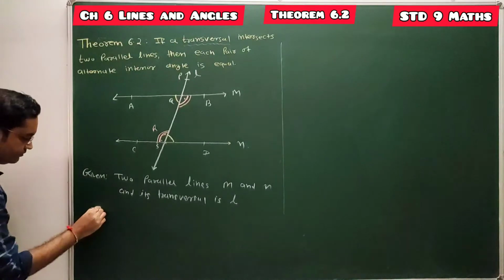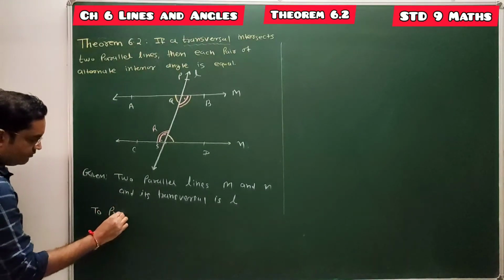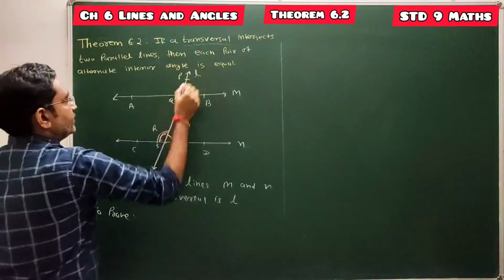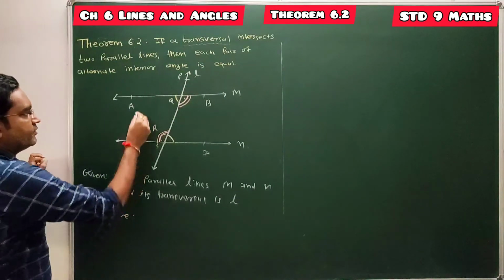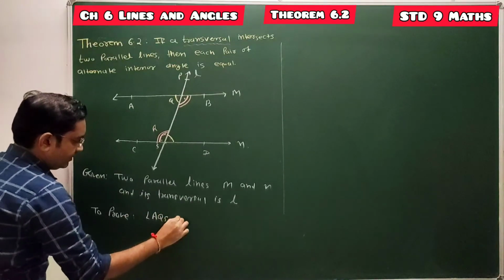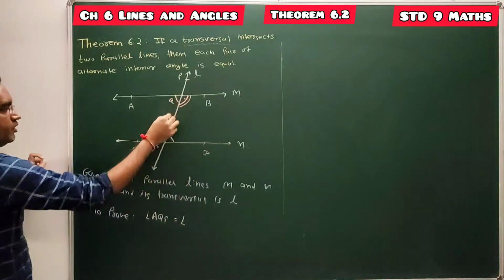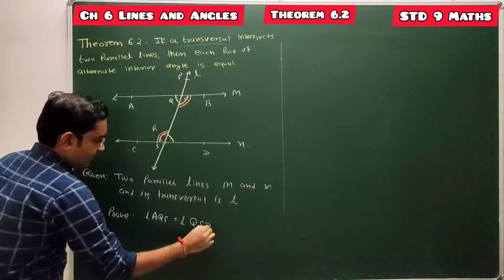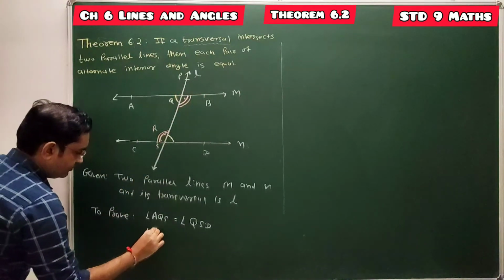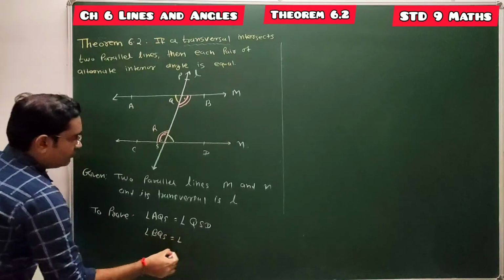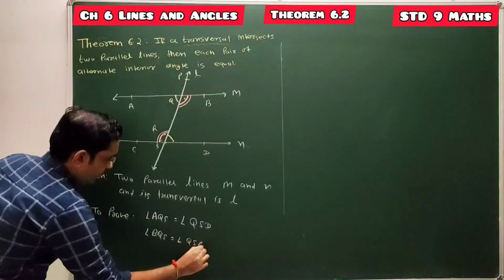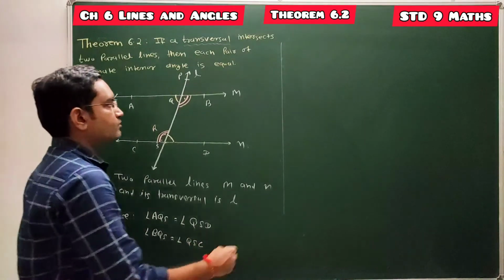So to prove that each pair of alternate interior angles is equal: the pair of alternate interior angles is angle AQS equal to angle QSD, and the second pair, angle BQS equal to angle QSC. Done? So this you have to prove.